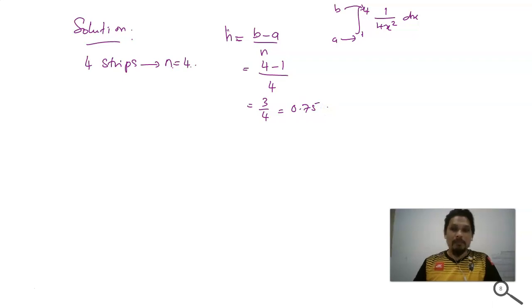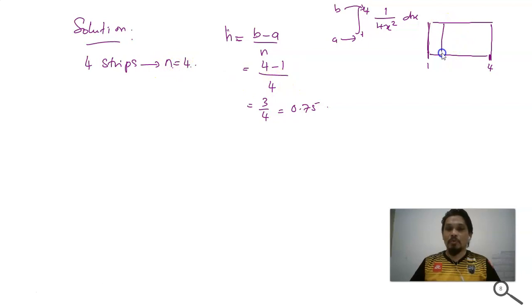Okay, and now, let's say I give them into this box here, where this is the coordinate of 1, and here is 4. So the strip is 4. 1, 2, 3, 1, 2, 3, 4. 4 strips, 4n.